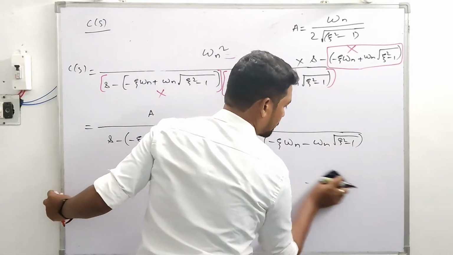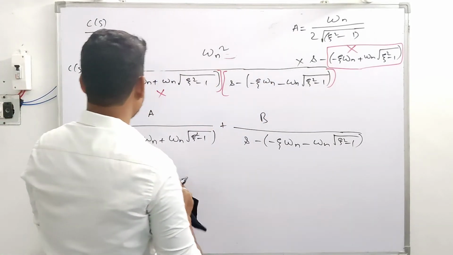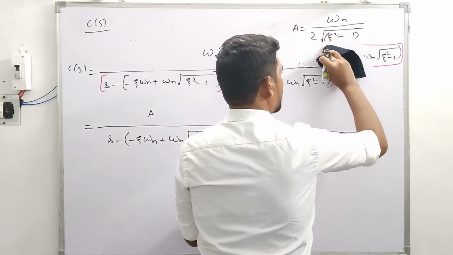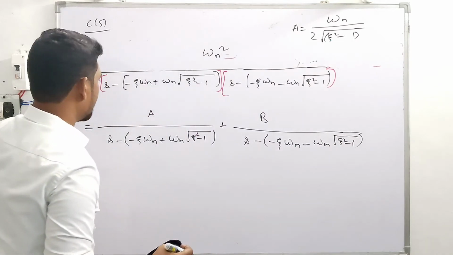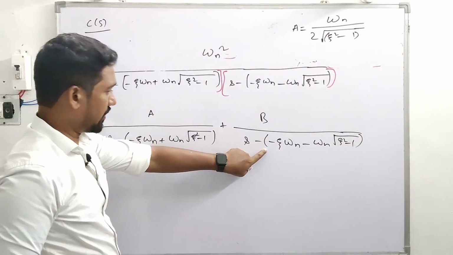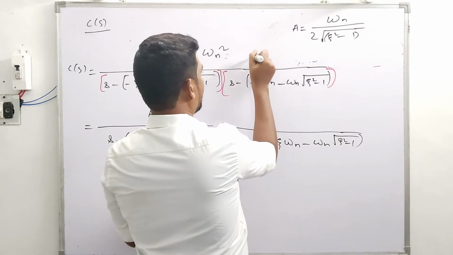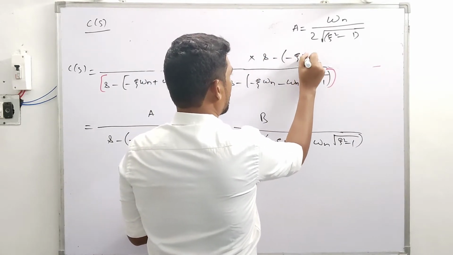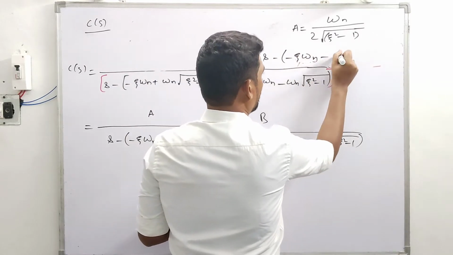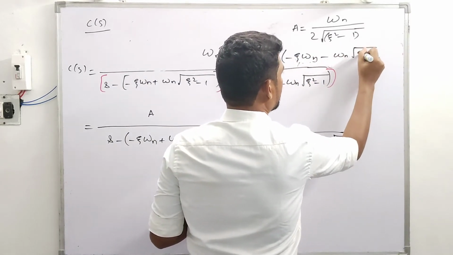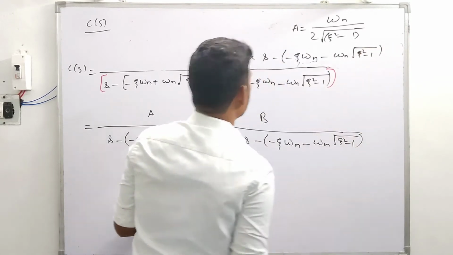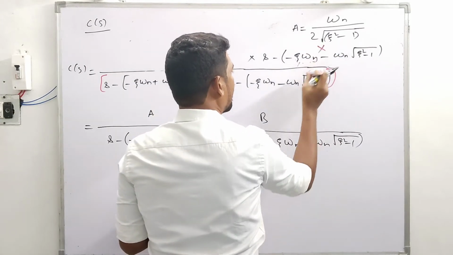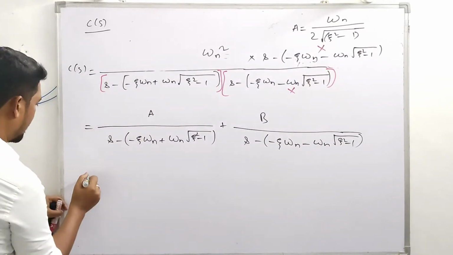Now what to do with the b? Same procedure, alright. I'm removing this one. This time c of s is multiplied with the b residue. So it's a into c of s into s of s minus zeta omega n minus omega n into under root zeta square minus 1. With this multiplication, this term and this term get cancelled. So we are evaluating for b.